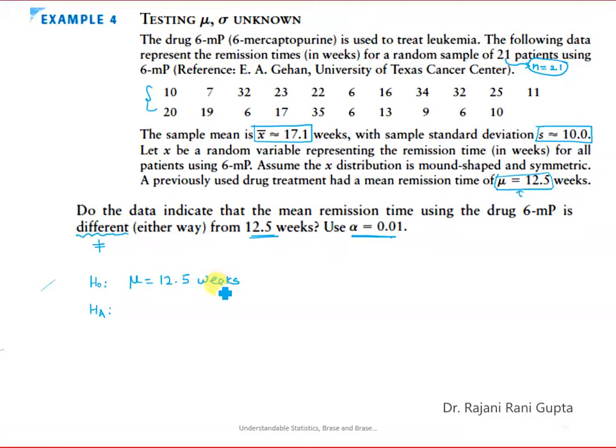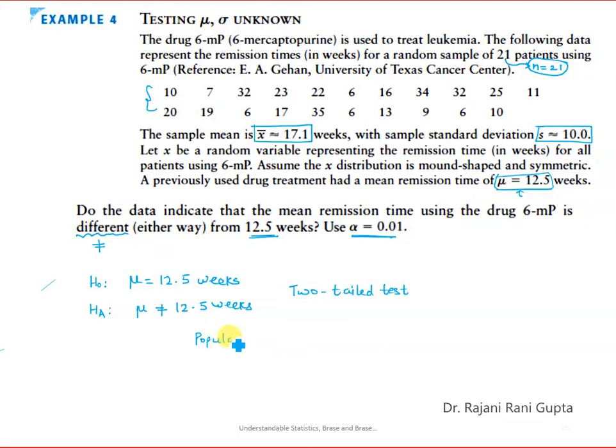Now if it is not true, then we have to make the test, and for that we will use the alternative: different means mu not equal to 12.5 weeks. So this is now a two-tailed test.